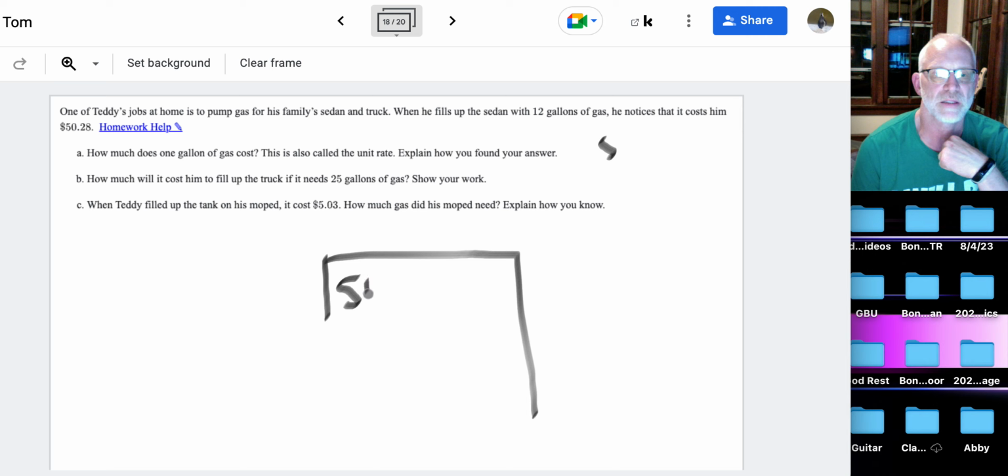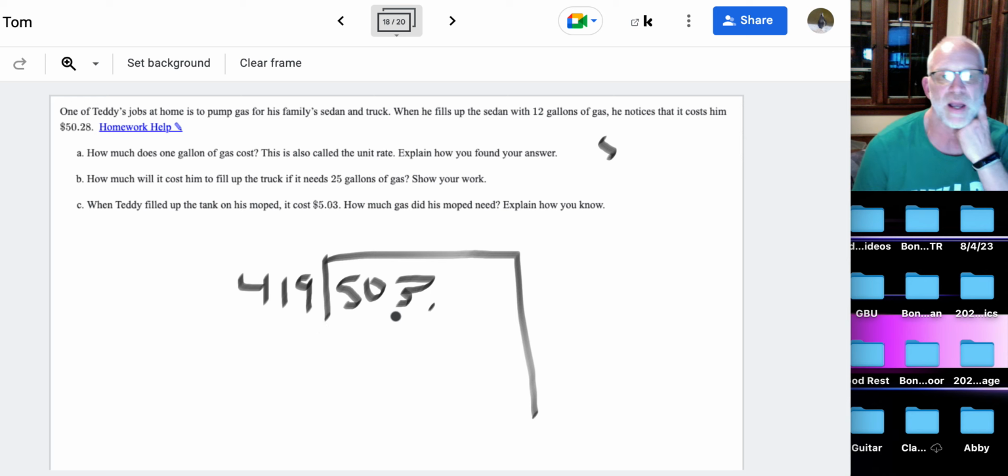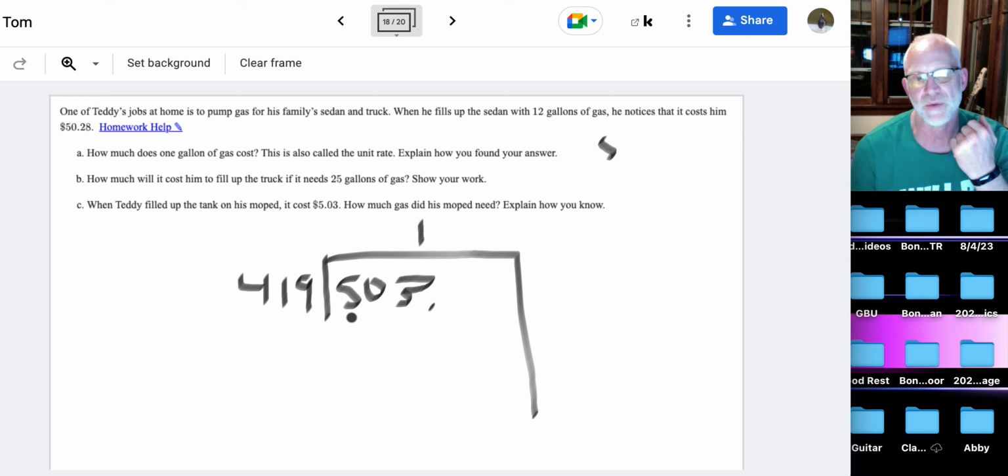I went like this. And I moved the decimal over twice to here. And then I did the same over here. I moved it twice, 1, 2. So now we got 503 divided by 419. And I went, well, 419 can go into 503 1 time.